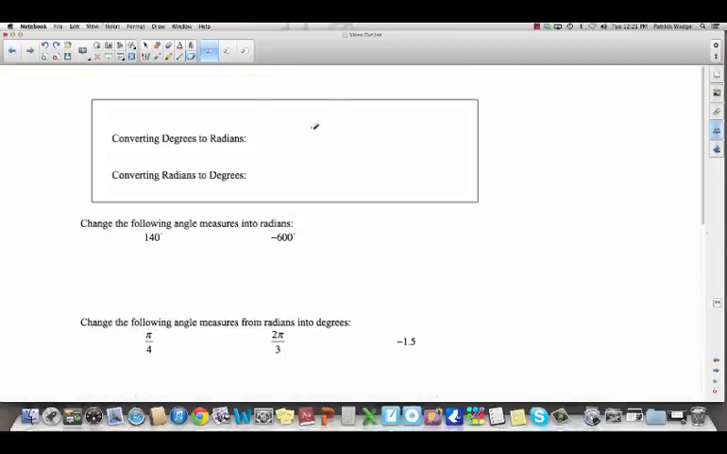So what we've seen is that one full rotation is equal to 360 degrees, and that same amount is equal to 2 pi radians. So these two amounts have to be equal to each other. If we divide both sides by 2, we can make it a little bit simpler. We can say that 180 degrees, halfway around a circle, is equal to pi radians.